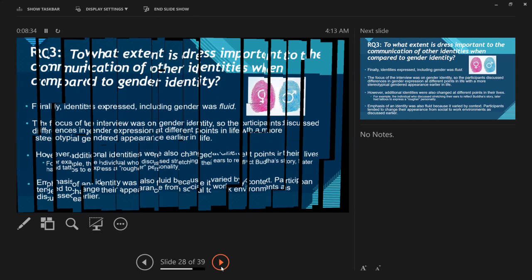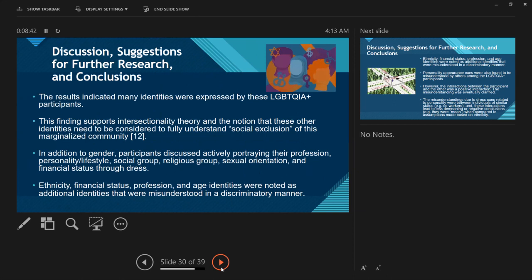So with regards to the final results, they indicated that many identities were expressed by these LGBTQIA+ participants, and this finding supports intersectionality theory, the notion that these other identities need to be considered to fully understand social exclusion of marginalized communities. In addition to gender, participants discussed actively portraying the profession, personality, social group, religious group, sexual orientation, and financial status through dress. And ethnicity, financial status, profession, and age identities were noted as additional identities that were misunderstood in a discriminatory manner.